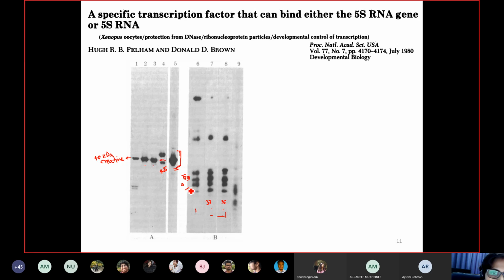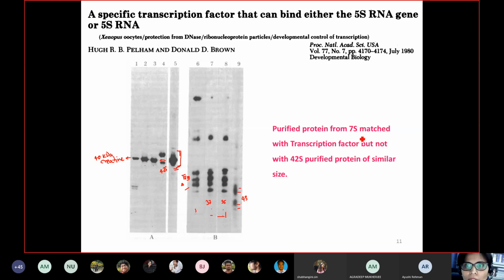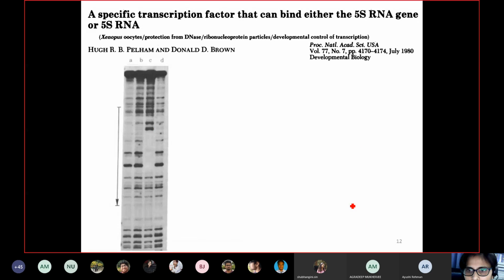when they digested this with chymotrypsin, it gave a very different pattern, as you can see here. Although it was of similar size, around 40 or 43 kilodalton, they did not get a similar pattern like in lanes 6, 7 and 8. So with this assay, they were able to conclude that the purified protein from 7S matched exactly with the transcription factor, but not with the 42S purified protein of similar size. So what they are showing is that this is not similar to your transcription factor.